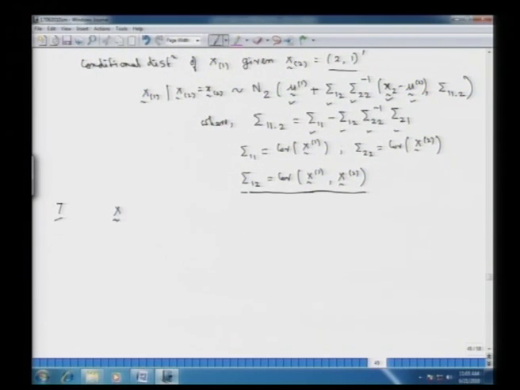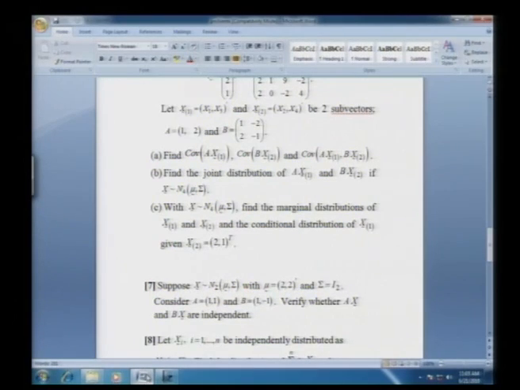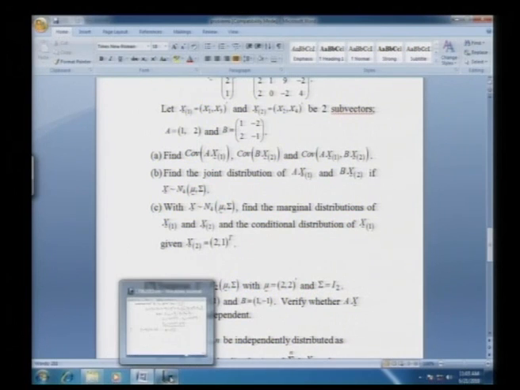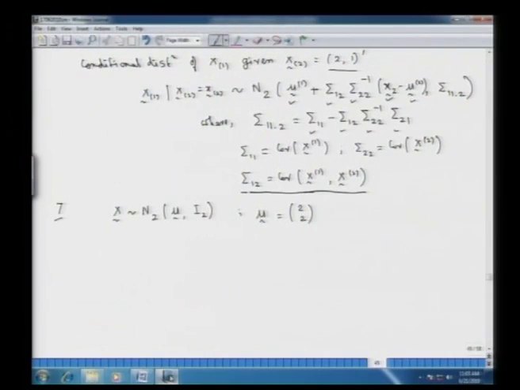We have this x vector, a 2-dimensional normal with a mean vector mu and a covariance matrix I2, where the mean vector has its entries as 2 2, and A is 1 1 and B is 1 minus 1. So we have A as 1 1 and B as 1 minus 1. Now the two quantities in which we are interested are Ax and Bx.